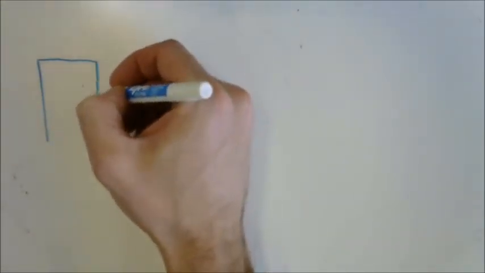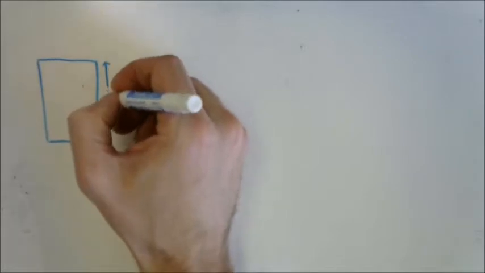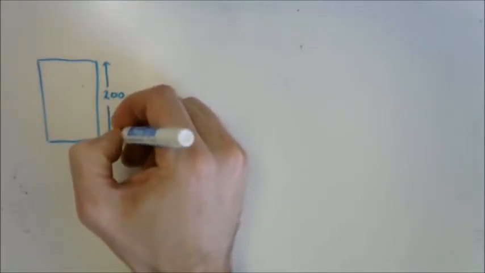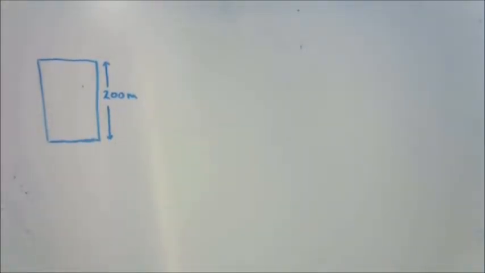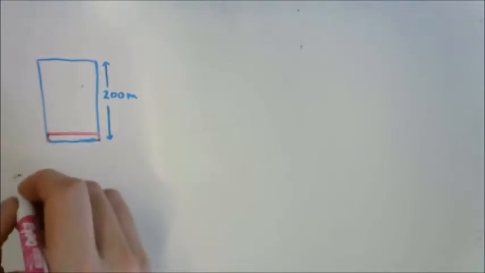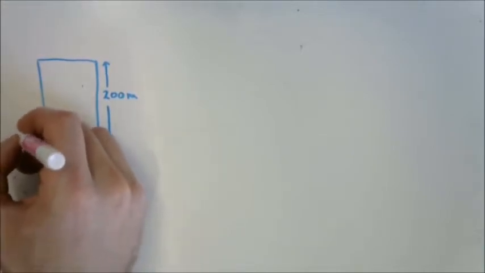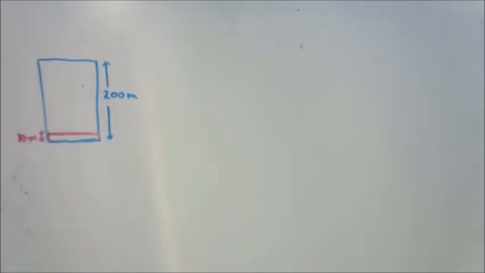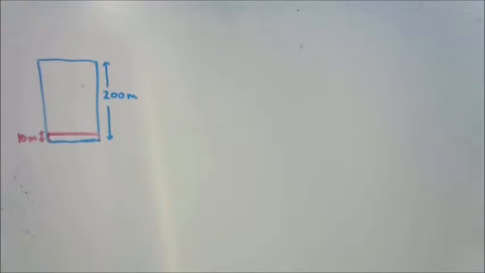We've got a rectangle. We don't know how wide it is. Really, it doesn't matter. But we know that from here to here is 200 meters. And we're told that they're going to excavate just a 10-meter strip. So this, from here to here, is 10 meters. So that's what's happening. And in here is all the soldiers in that blue box. We're using that 10-meter strip to estimate the total number of soldiers in the whole 200-meter length army.